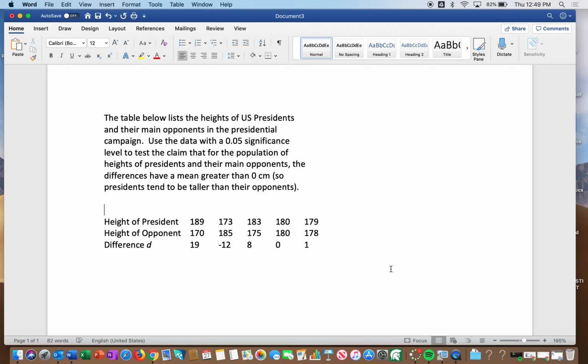So what that is saying is if the mean is greater than 0 centimeters, that means the presidents tend to be taller than their opponents. That's one of the hardest things you'll do today, or tomorrow, is figure out your H0 and Ha, to figure out which one is which.